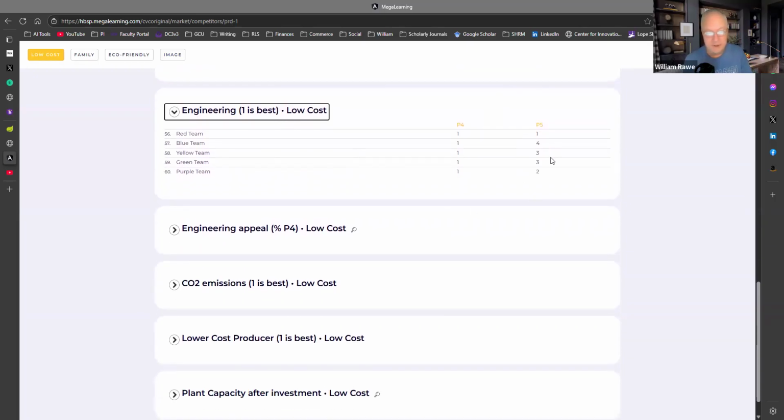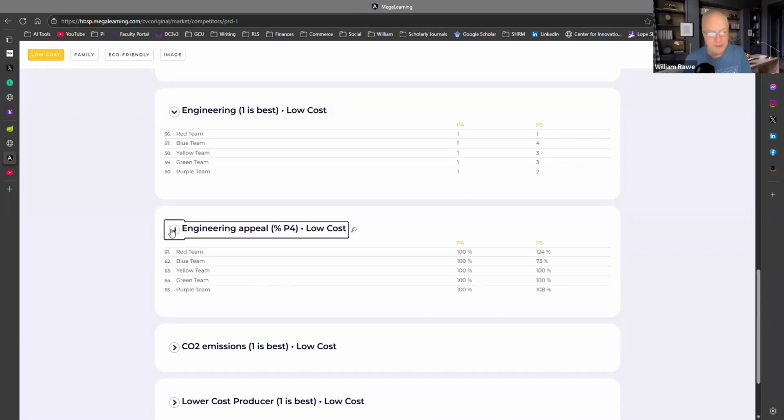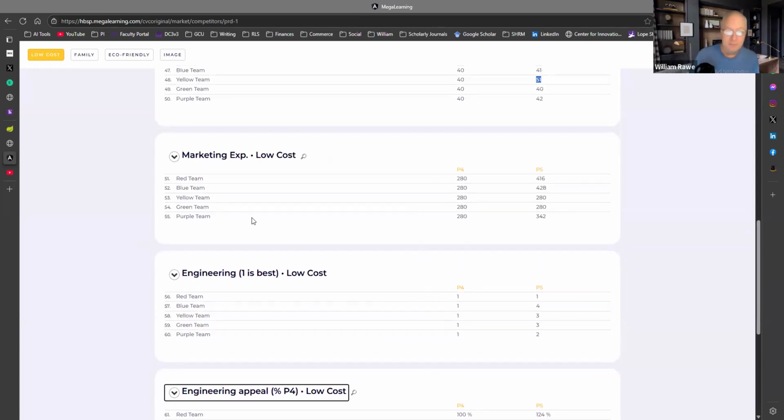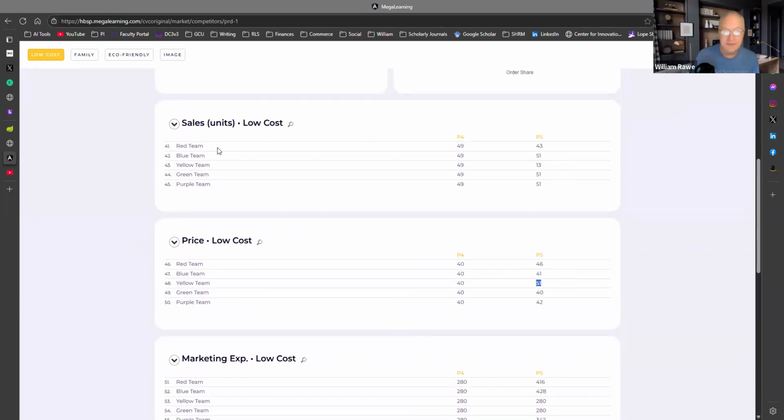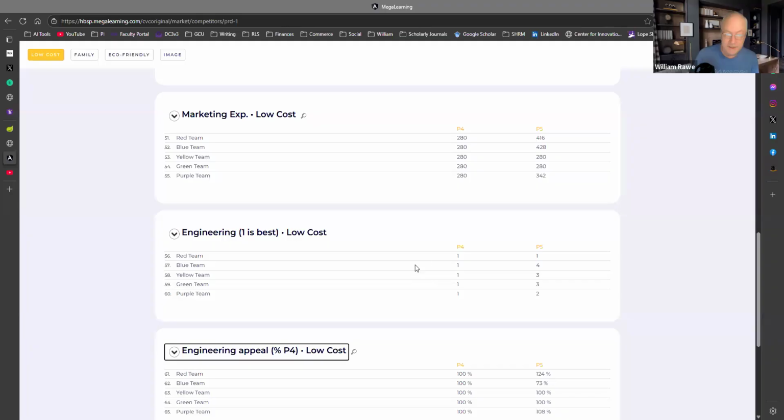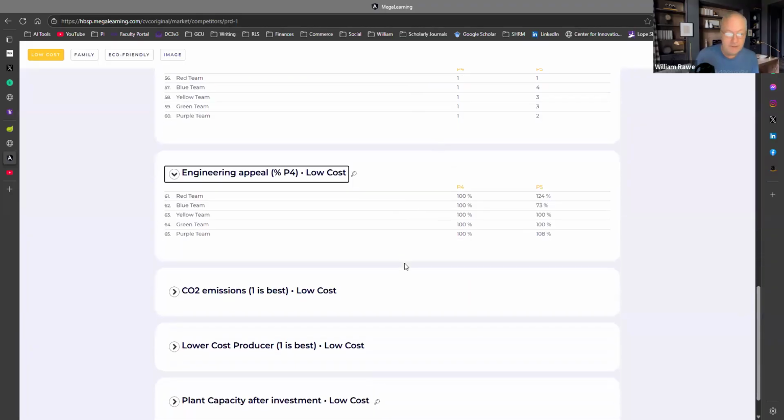So engineering, number one is best. This is a forced ranking. So red team had the best engineering. Two teams were tied. Yellow and green were tied for third, and blue had fourth. Engineering appeal. You can see what everybody's engineering appeal was. You can see yellow was at 100%. Red was at 124%. But if we look at red, sales, they had high sales, but not the highest sales, even though their engineering appeal was higher.